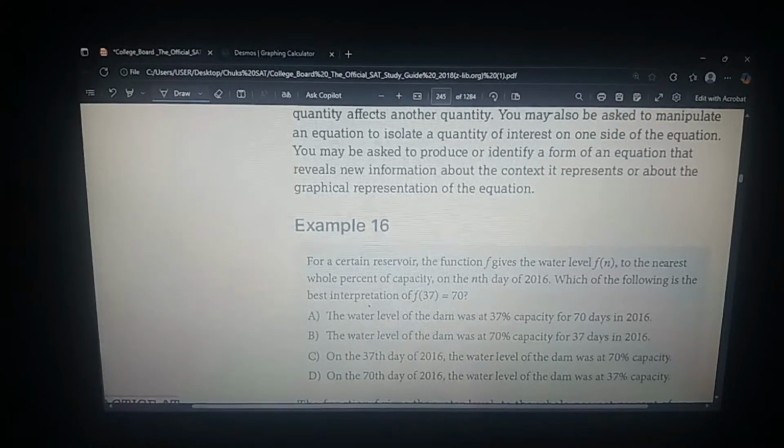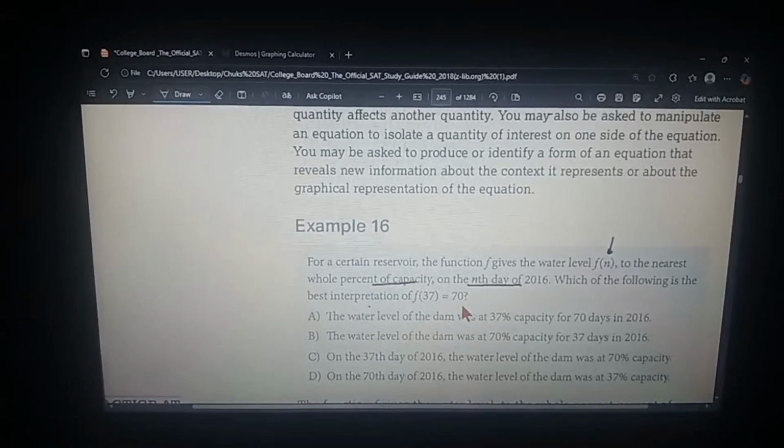Now, what you should look out for is f of n. The n there represents the nth day, and the f of n is to the nearest whole percent capacity. So this represents whole percent capacity. So that means on the 37th day, the water level of the dam was 70%. This one talks about the nth day.